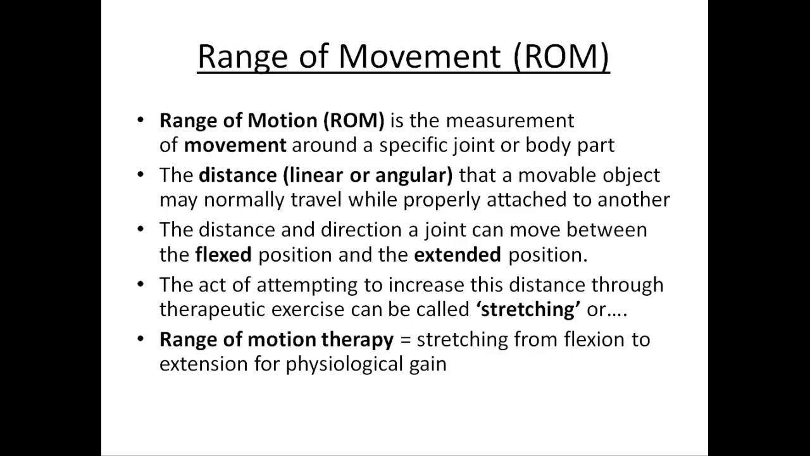So range of movement is the measure of movement around a specific joint or body part. The distance could be linear or angular in a movable object that may normally travel while properly attached to another. So the distance and direction a joint can move between the flexed position and the extended position. Take, for example, the knee joint. Fully flexed when the knee is bent, fully extended when the knee is straight.